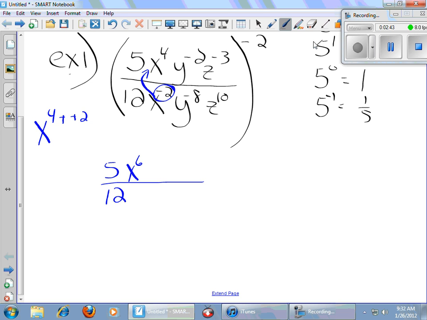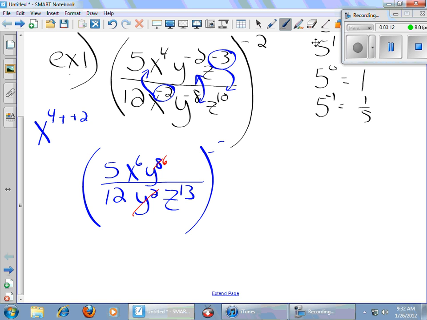All right, these guys will flip places and change signs. So in the numerator, I will get y to the 8th. In the denominator, I'll get y to the 2nd. But I also know that that can simplify a step further. That will cancel out, and that'll turn into a 6. I'll rewrite that for you in just a minute. All right, this guy here will take me downstairs, so I get z to the 13th. That is all still raised to the negative second power.